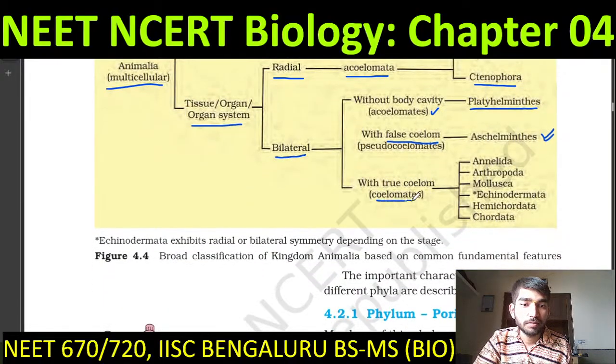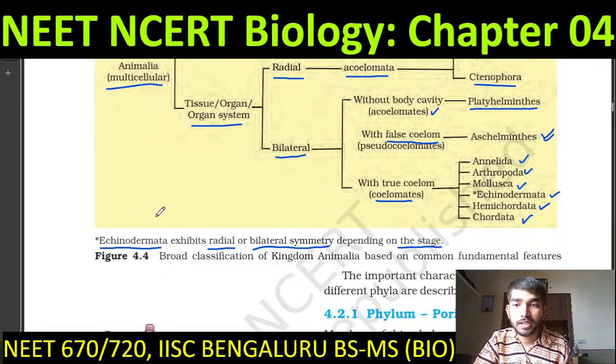Next is true coelom. So Annelida, Arthropoda, Mollusca, Echinodermata, Hemichordata, and Chordata. All these phyla have true coelom. They are bilaterally symmetrical, except Echinodermata, which exhibit radial or bilateral symmetry depending on the stage. So there is this exception given. Just keep in mind that the adult is radially symmetrical. The starfish that you see is radially symmetrical.